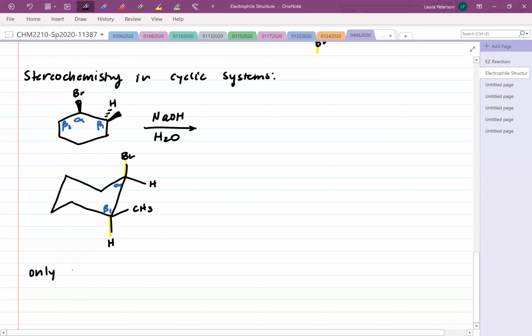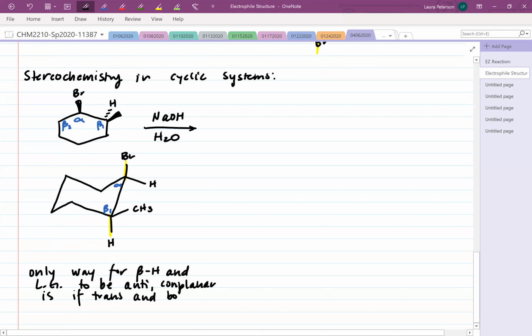Okay, so the only way for the beta hydrogen and leaving group to be anti and coplanar is if they are trans and both axial. So one up, one down. And it doesn't matter which one's up and which one's down. In this case, dictated by the line angle stereochem, the bromine was up and the beta hydrogen was down.